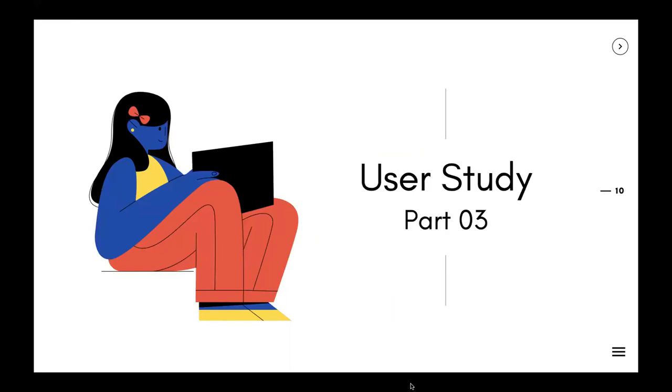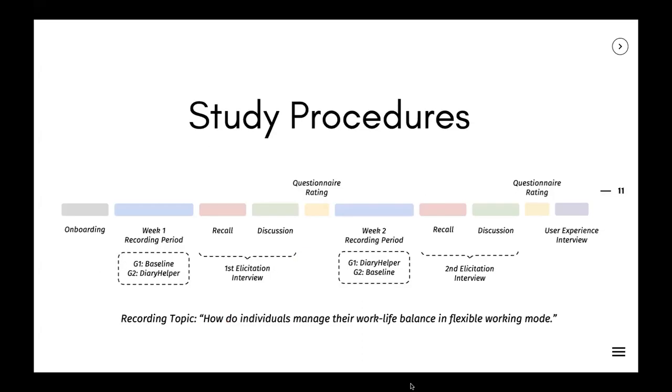Then, let's step into how we evaluated the performance of DiaryHelper. We recruited 12 participants to conduct a within-subject study lasting 2 weeks. We considered the original Slack platform as the baseline system. The participants are divided into 2 groups. For the first recording period, the first group used the baseline system to record, and the second group used the DiaryHelper. And for the second recording period, we reversed the order.